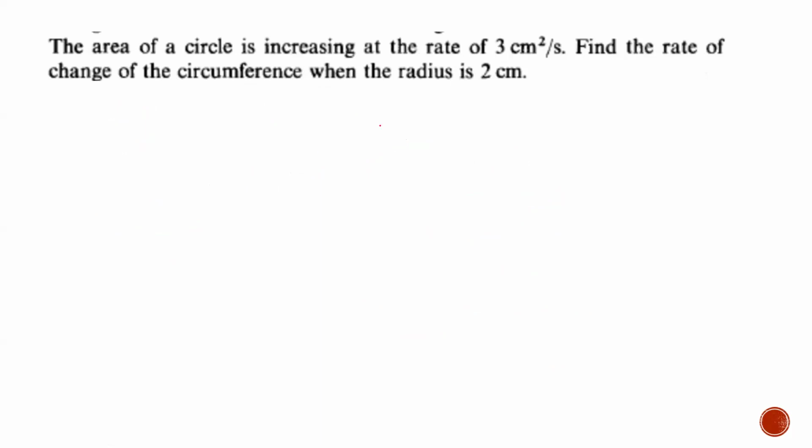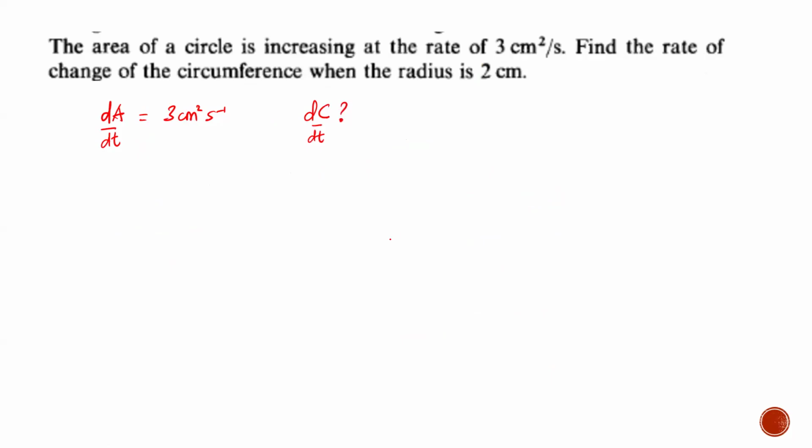The area of a circle is increasing at the rate of 3 centimeters squared per second. Find the rate of change of the circumference when the radius is 2 centimeters. So we're being told that dA/dt is 3 square centimeters per second, and what is wanted is dC/dt, where C is the circumference.